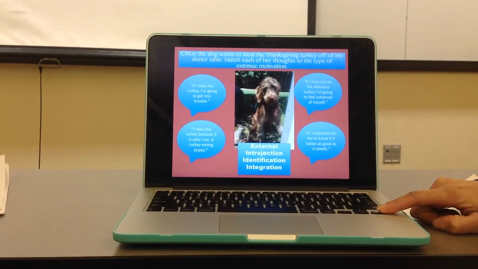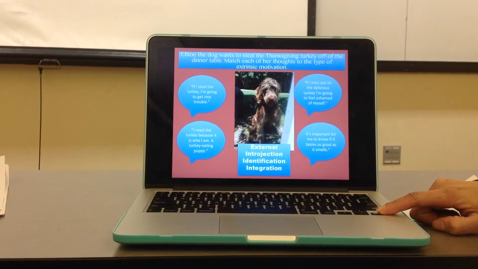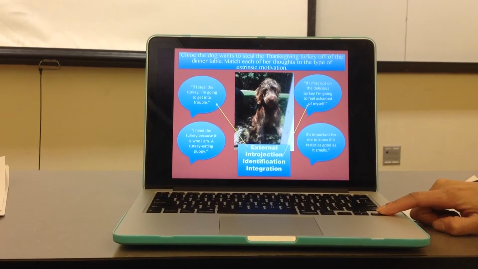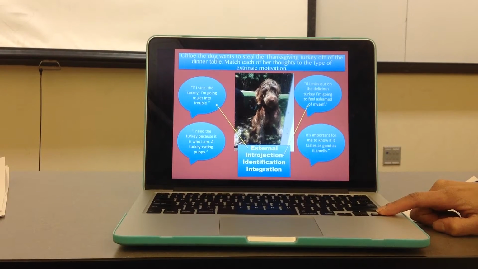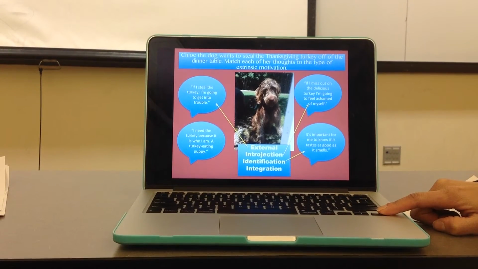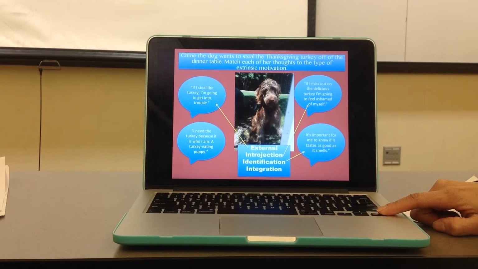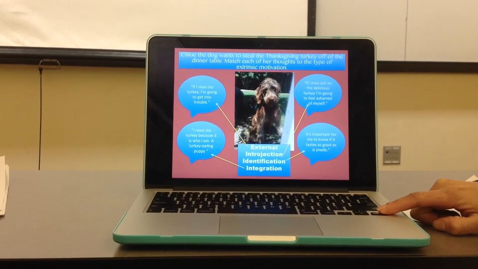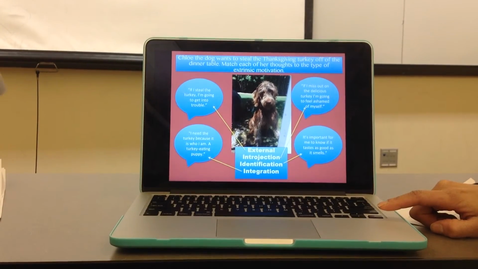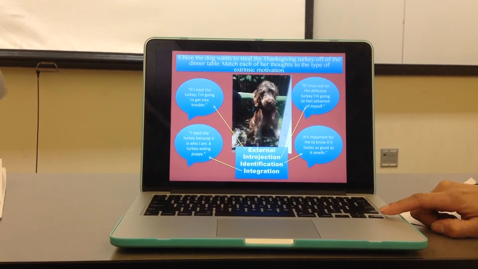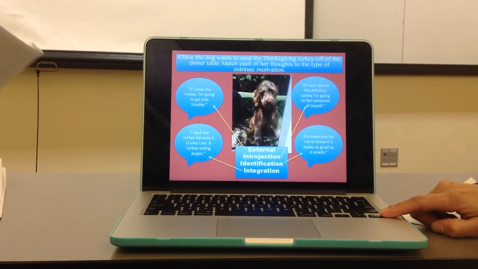Which quote matches the external subcategory? If I steal the turkey, I'm going to get in trouble. Which quote matches the introjection subcategory? If I miss out on the delicious turkey, I'm going to feel ashamed of myself. Which quote matches the identification subcategory? It is important for me to know if it tastes as good as it smells. Which quote matches the integration subcategory? I need the turkey because it is who I am, a turkey-eating puppy.